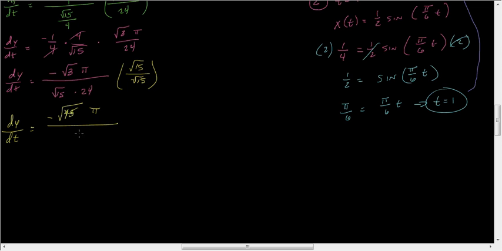I'm not going to do that yet because I see something here. I can bring a 9 out of the square root. 45 is 9 times 5, so I can bring a 3 out. So we have the square root of 9 is 3, root 5 pi all over 15 times 24. Now I cancel out the 3. This becomes a 5, and dy/dt is equal to the negative of the square root of 5 pi all over 120.